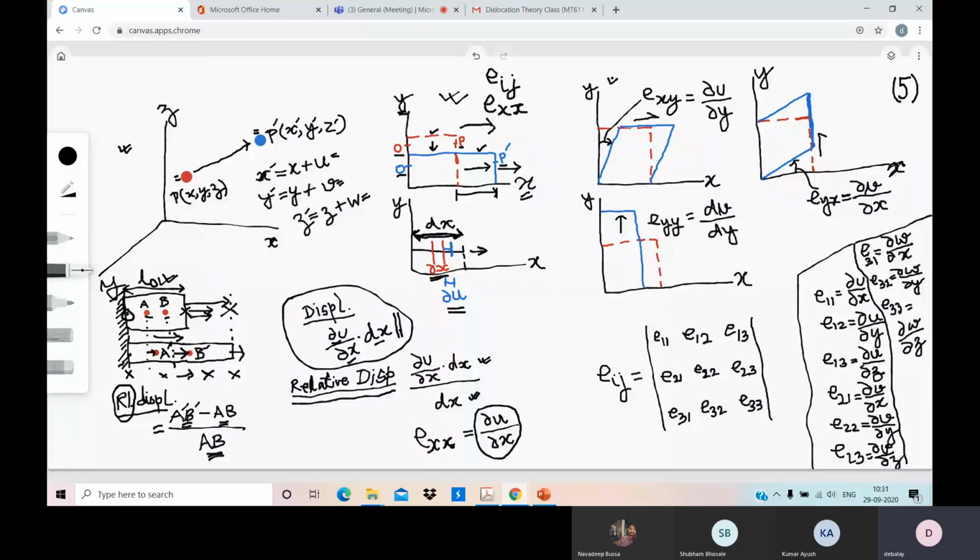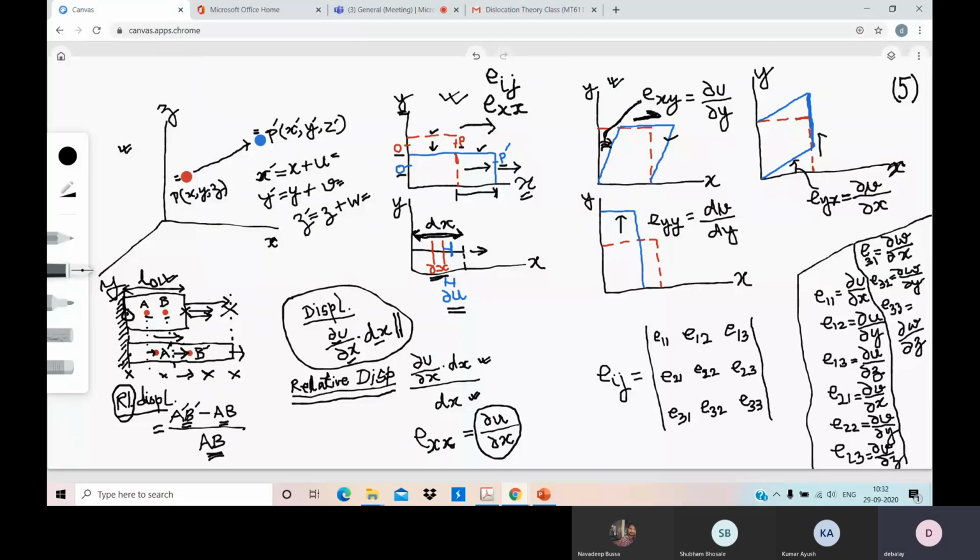Come to another situation. My initial two-dimensional body is represented by red color dotted lines, and I am applying a shear stress. You see, here I am applying a shear stress. And when I am applying a shear stress, the body is getting sheared, and the new position is represented by the blue color line. So we see there is a strain, and this strain is represented here, and it is written here. So how to represent that strain?